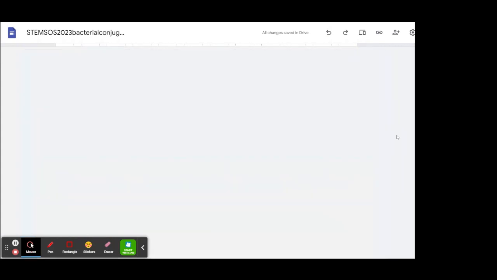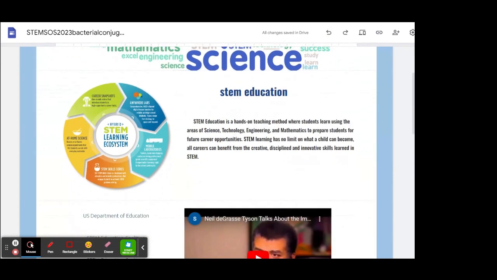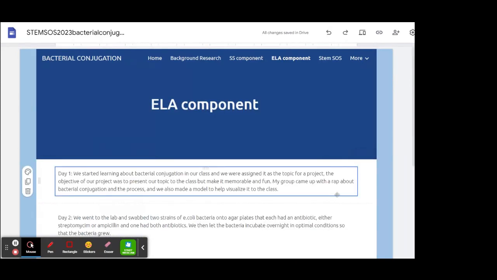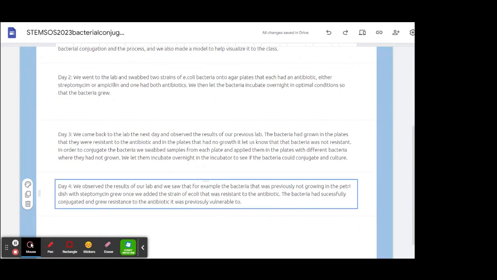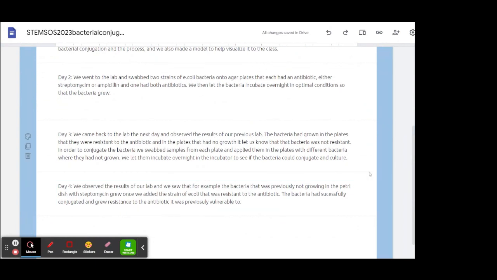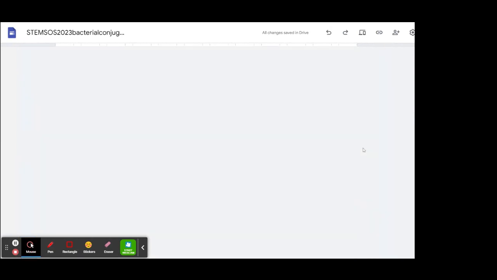Bacteria had grown on the plates that were resistant to the antibiotic. Plates with no growth demonstrating no resistance. In order to conjugate the bacteria, we swabbed samples from each plate and applied them to a plate with both streptomycin and ampicillin, and repeated the incubation process. On the 4th day, we observed our results and concluded that the bacteria had successfully conjugated.